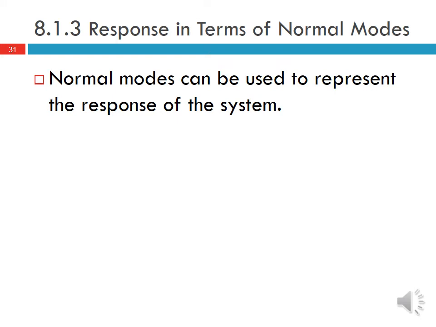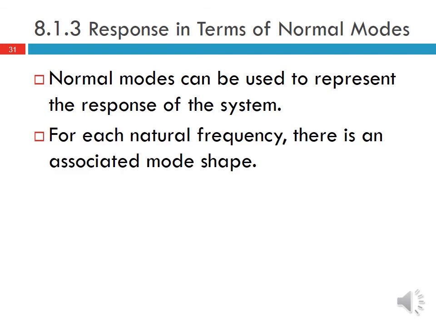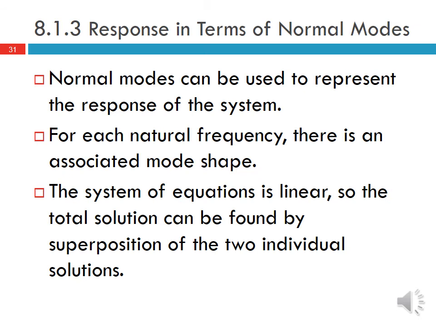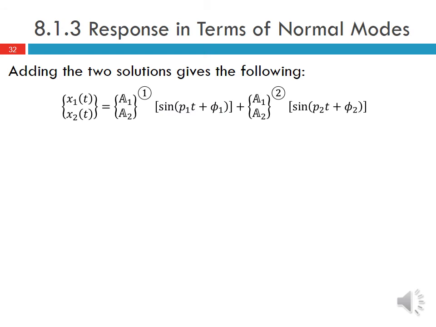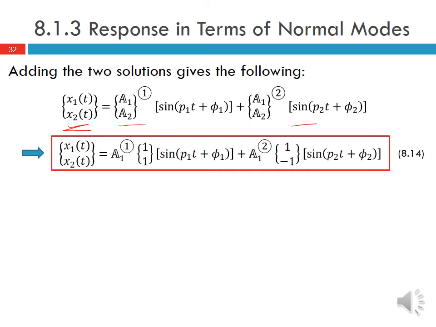So it's quite often useful to represent the response in terms of these normal modes. So normal modes can be used to represent the response of the system. So for each natural frequency, there's an associated mode shape. The system of equations is linear, so the total solution can be found by superposition of the two individual solutions. So adding the two solutions gives the following result. So we can see that our vector x1, x2 of t is going to be our first mode plus our second mode, which we can write as shown here.